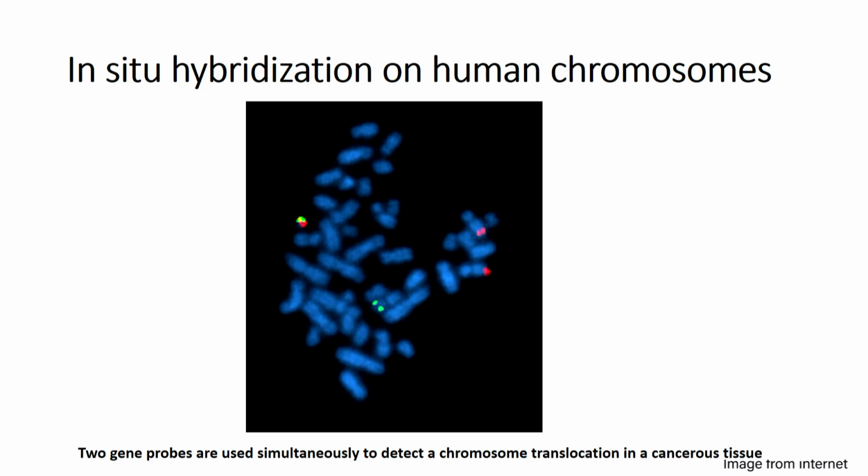Now, if by chance there is a translocation, that a part of this chromosome and a part of this chromosome have come together, you can see this has come together. So this way you can pinpoint where the gene is present on the chromosome, and if there is some kind of anomaly because of that, these 2 genes have come together. So this is one method of identification of a gene on chromosome.